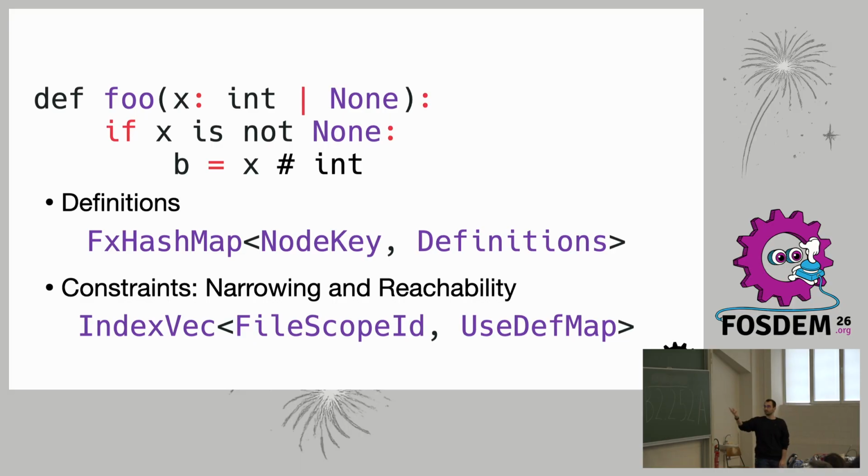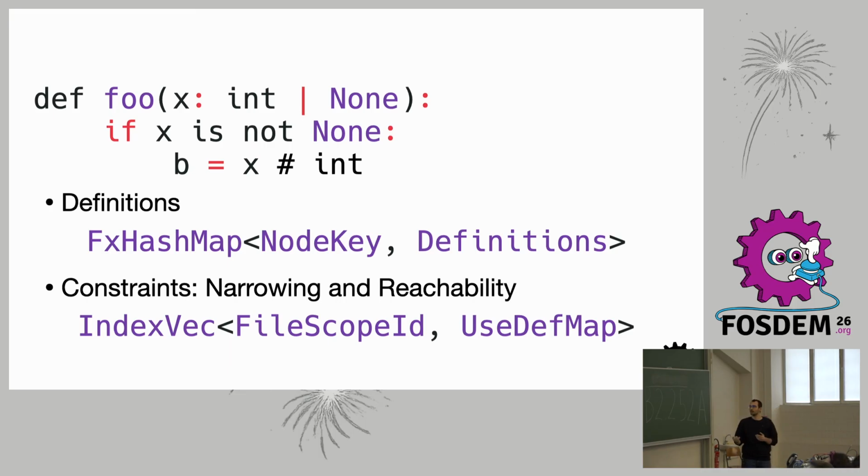Another example of stuff we record are definitions. So here I have a function defined, a parameter defined for that function, and all of these are recorded in the hash map with the node key with all the definitions. A thing can have multiple definitions in Python. You can just overwrite stuff, so you need to have all the definitions for that. And we also record the constraints.